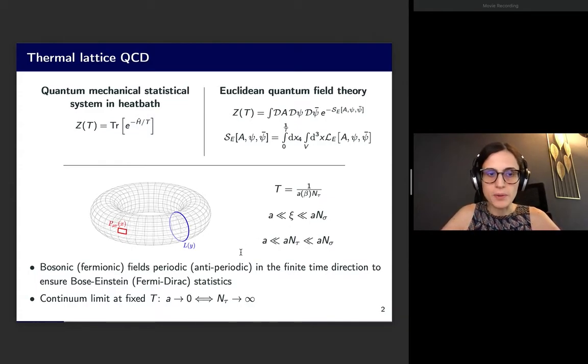Last important point: when you want to take the continuum limit and you are studying non-zero temperature, you want your temperature to be held fixed while you take the continuum limit. And this, for example, entails that when you send a to 0, then N tau has to go to infinity in parallel such that the temperature is held fixed.